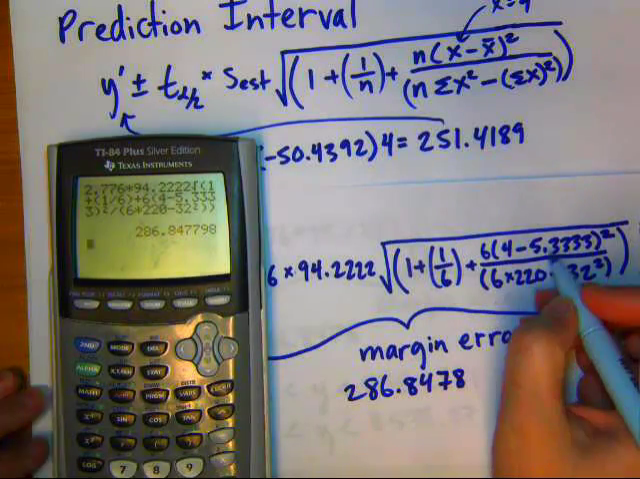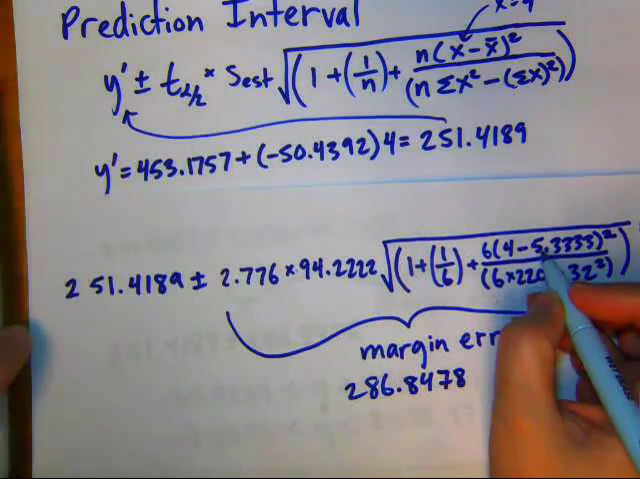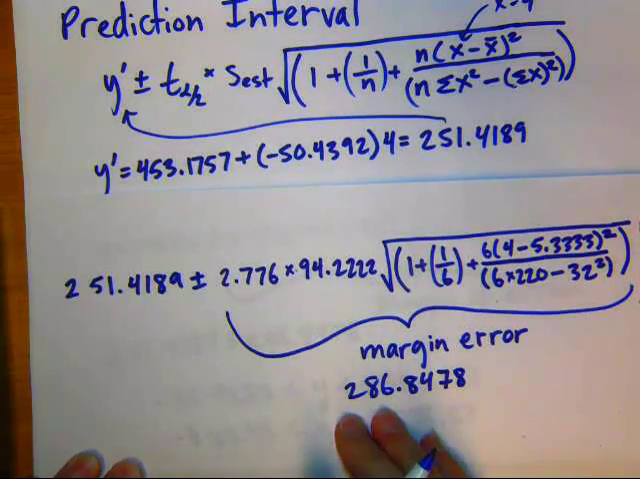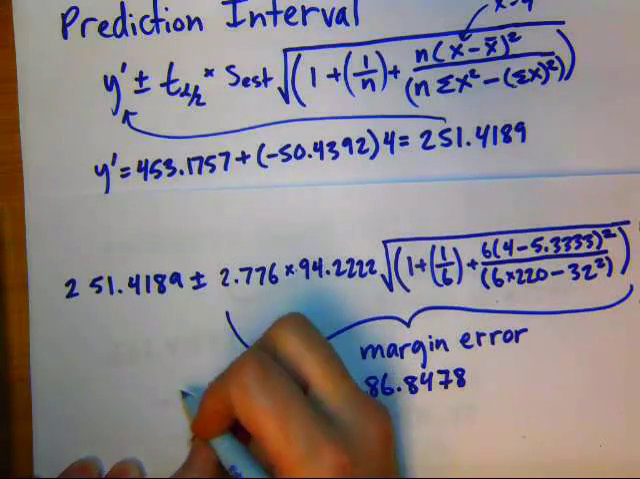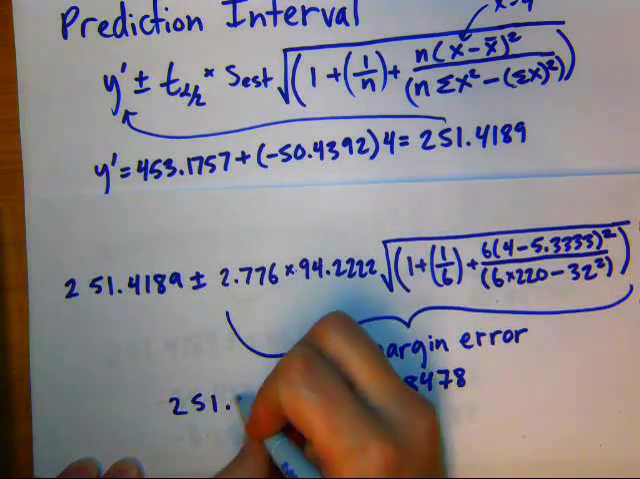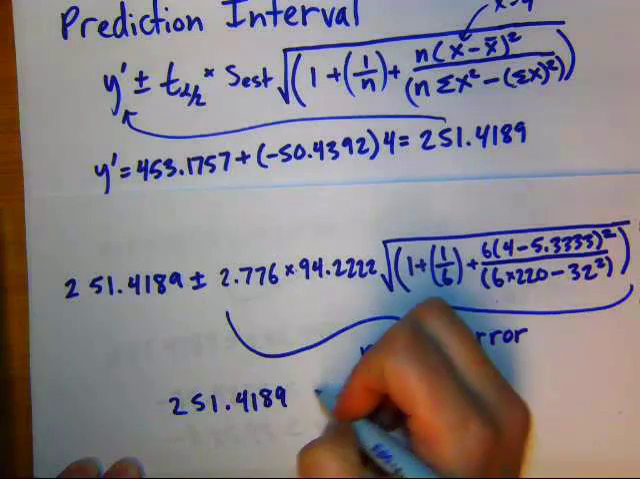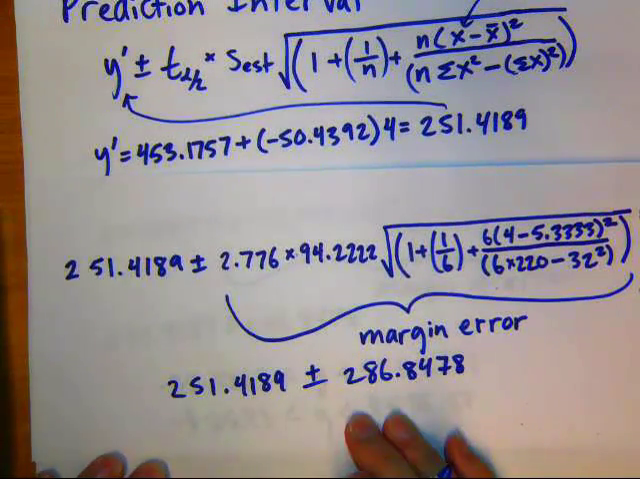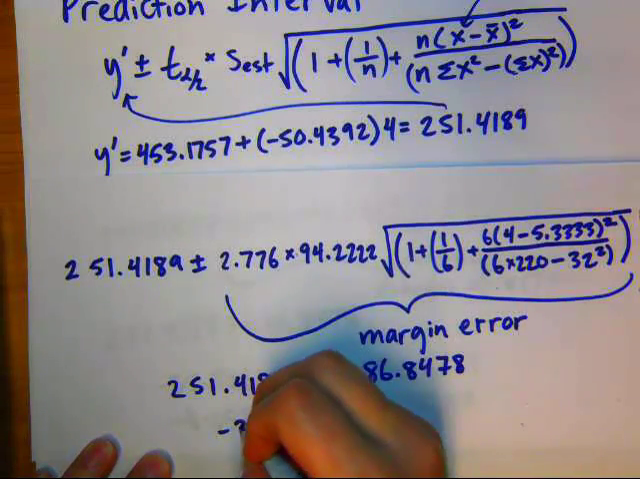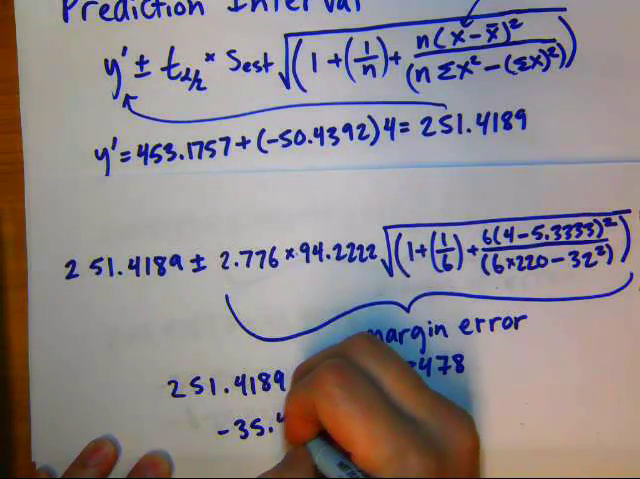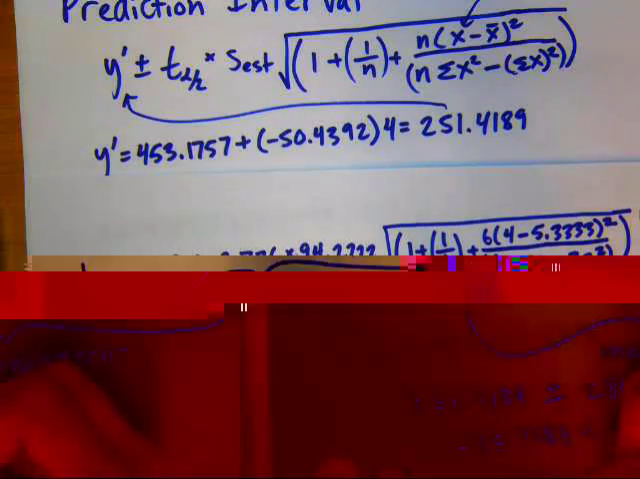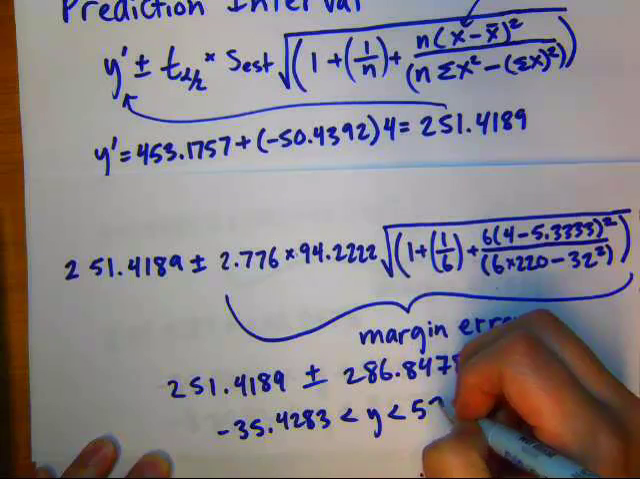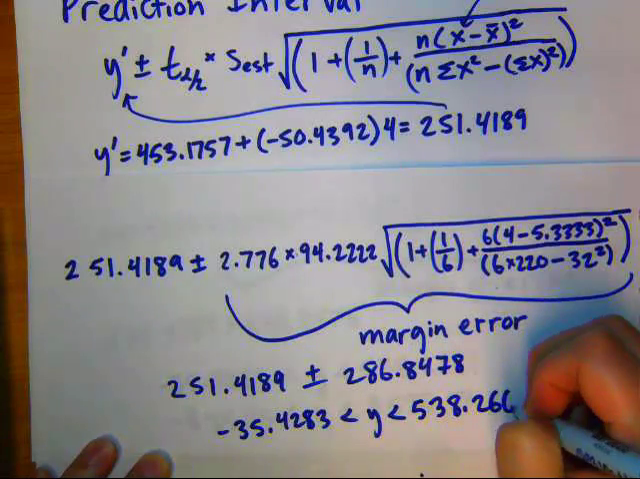286.8478. And you can do it with the inside pieces and just work your way out. Sometimes that will work just to check your answer. That's not my answer altogether. I have 251.4189 plus or minus that margin of error. So if I take and subtract the two numbers, I get negative 35.4283, and if I add the two numbers, I get 538.2661.